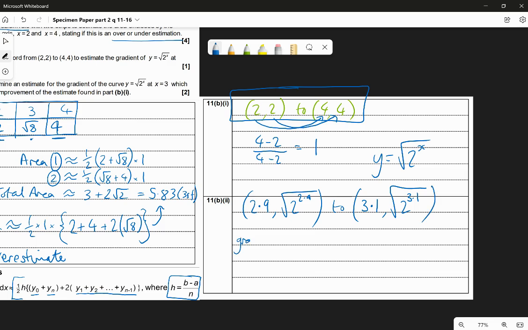And so I've got 2 coordinates. So the gradient of that chord will be equal to the change in y, so the root of 2 to the power of 3.1 minus the root of 2 to the power of 2.9, over the change in x, which is 3.1 take away 2.9. And that is equal to 0.980 to 3 significant figures. Okay, so that there is a better estimate for the gradient of the tangent to the curve at the point where x is 3. So let's have a look at the mark scheme.